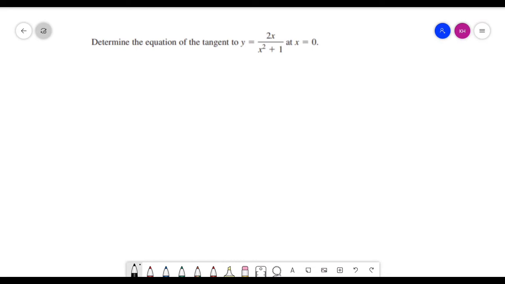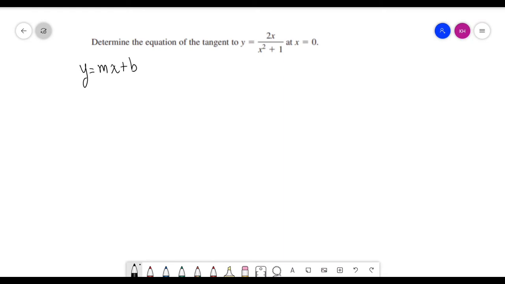So if we read the question, it says determine the equation of a tangent to y equals 2x over x squared plus 1 at x equals 0. Now let's understand the question first. What did it ask? It asked us to find the equation of the tangent line. So we know that a tangent line is a straight line. And what is the equation of a straight line? The equation of a straight line is always y equals mx plus b.